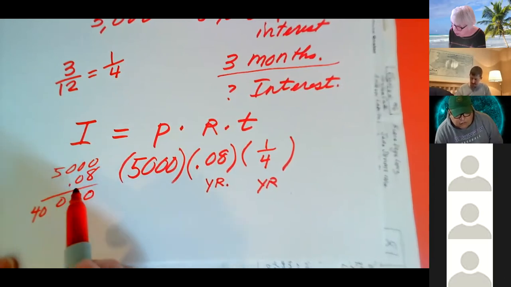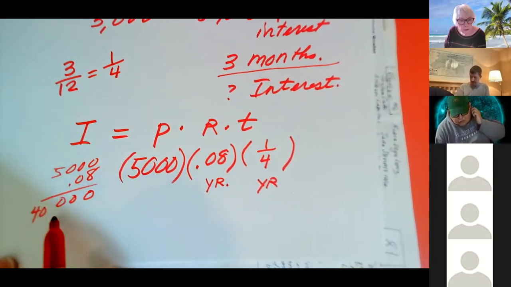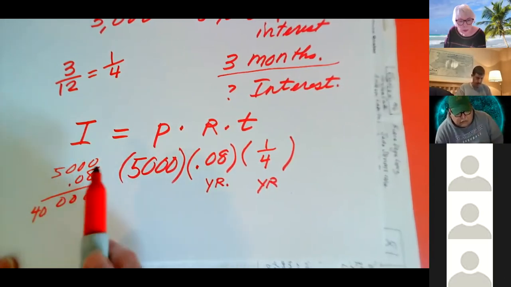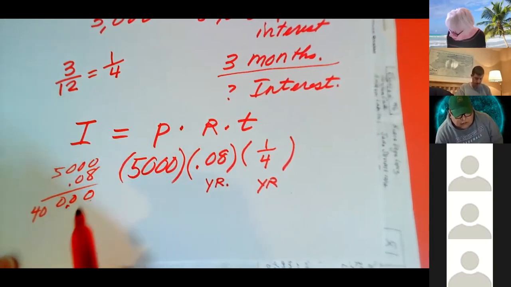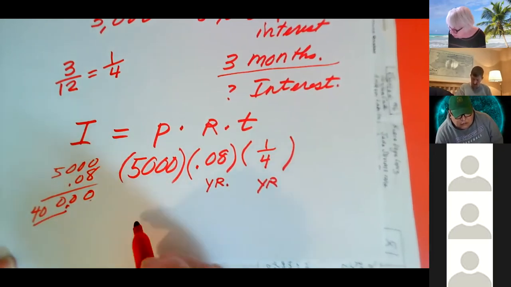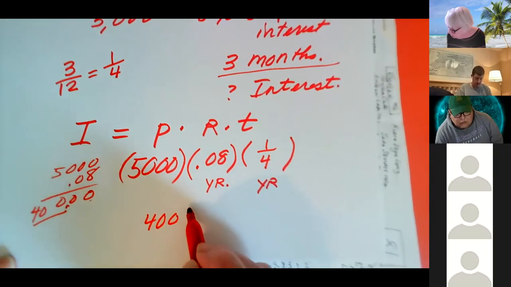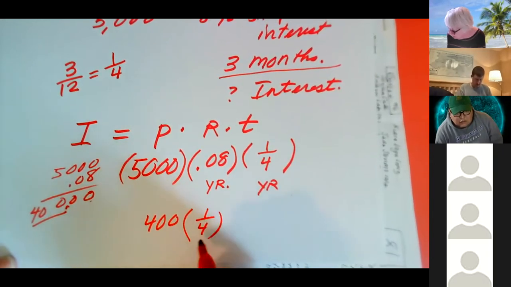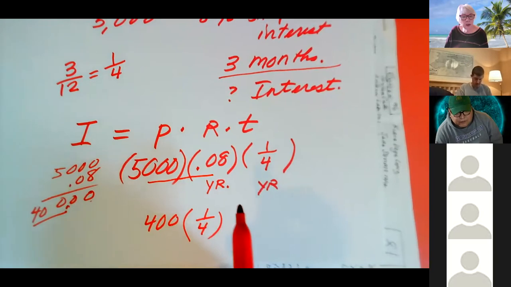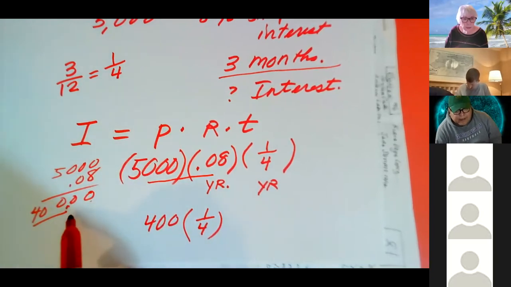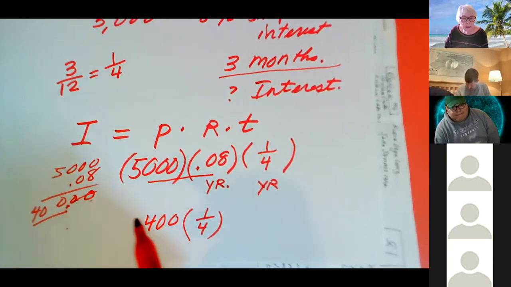So it's 3 zeros, and then 8 times 5 is 40. The decimal moves over 2. So that's 400. 400 multiplied by 1/4. So I did these two first and got 400. I threw the extra zeros away.